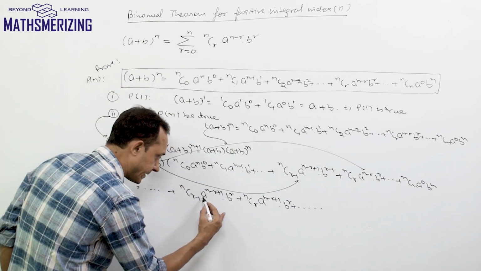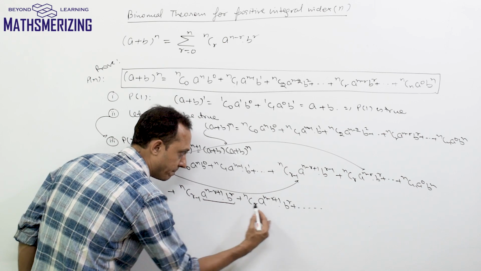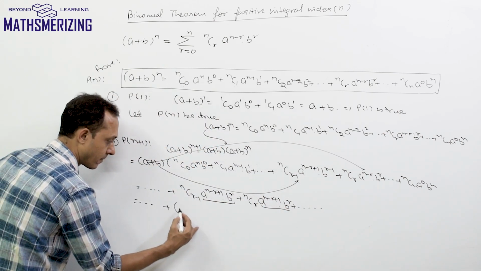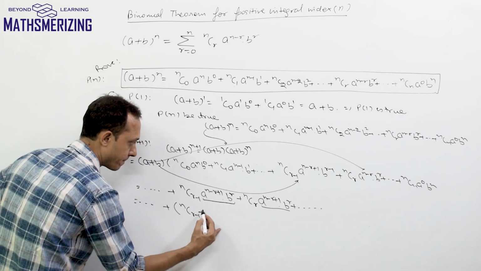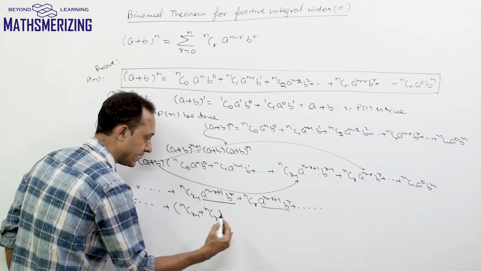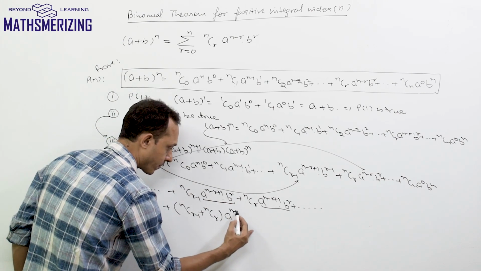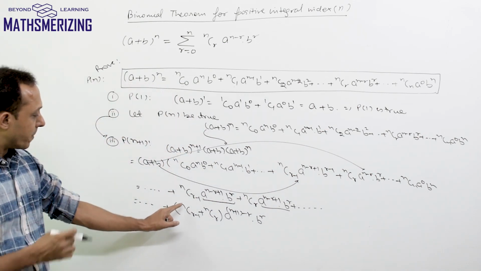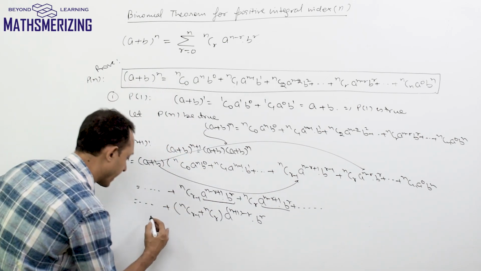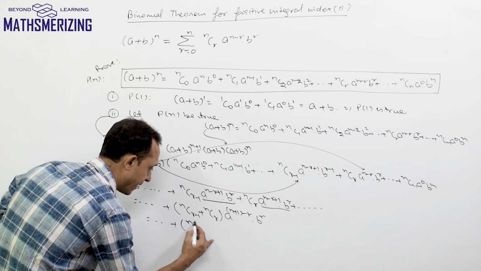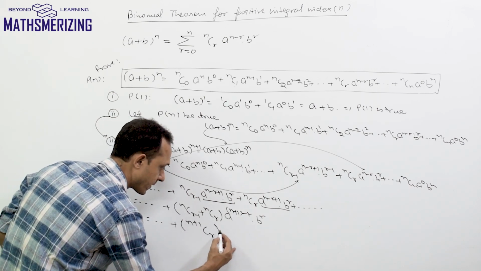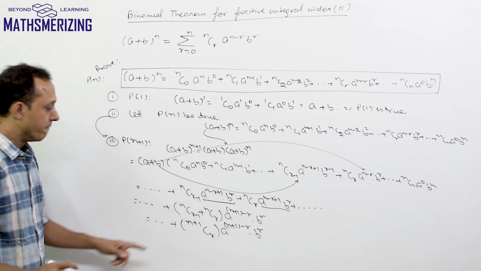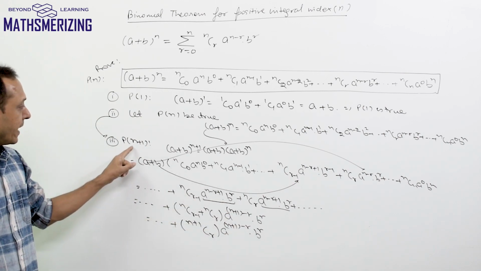Now in this case, what I see is this a^(n-r+1) b^r is the same, so I can take it common. So I can write it as nC(r-1) + nCr, and it is a^(n+1-r) into b^r. Now we'll use the property: n is the same, r differs by 1. I can write it as (n+1)Cr, and it is a^(n+1-r) into b^r, which is the general term for Pn+1.